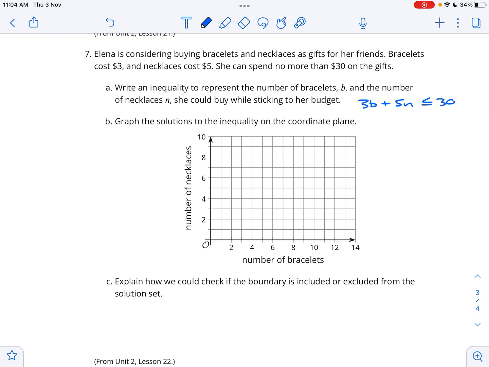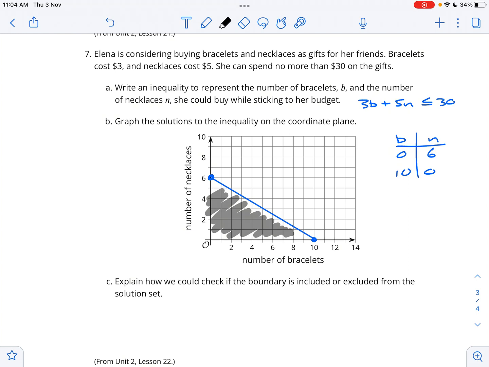Graph that solution. This looks like it's going to be a nice easy one to find the intercepts for. I'm going to figure out when the bracelets are 0, the necklaces need to be 6, so that is going to be right there. And when the necklaces are 0, the bracelets need to be 10, so that's right there. Connect the points. And then decide which side I'm going to shade. Well, 0, 0 is a solution. It makes it work. And so I'm going to shade the side of the graph that's got 0, 0 on it. And you notice I'm actually stopping on the axes because negative numbers wouldn't make sense in this problem.